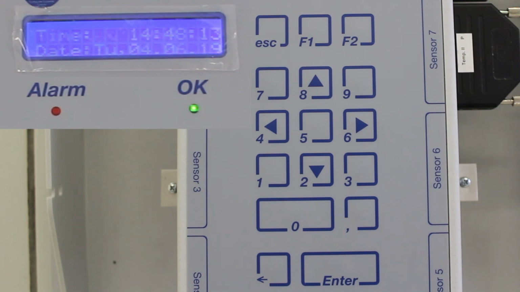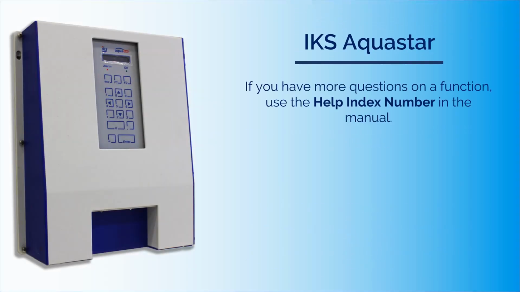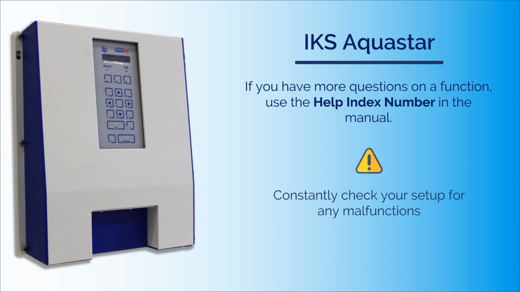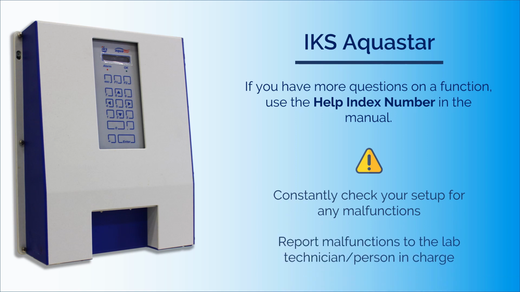And that was the tutorial for the IKS Aquastar used in ocean acidification research. If you have more questions on a certain function on the equipment, refer to the manual using the index number indicated on the upper right corner of the display. Important reminder: always check your setup daily for malfunctions. If there is a malfunction in the equipment, report to the lab technician or person in charge.